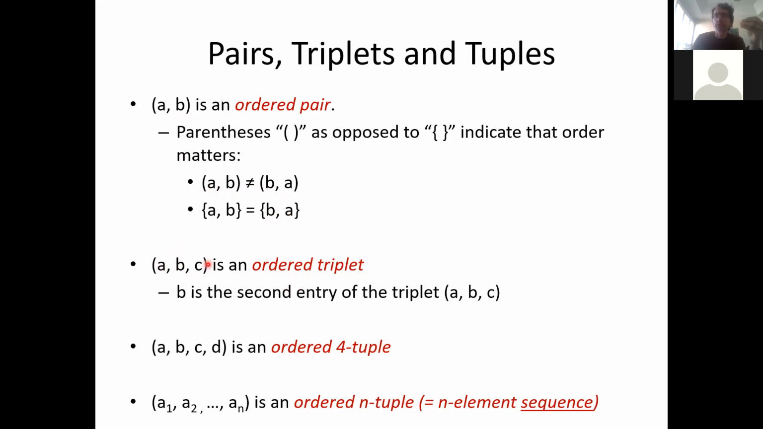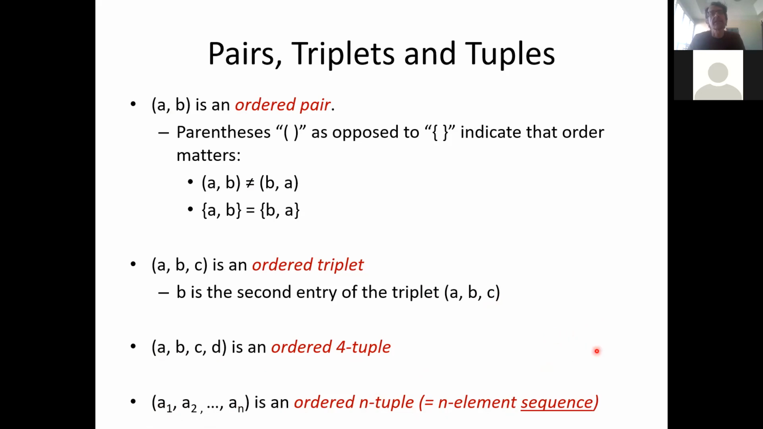And because it's an ordered object, it makes sense to say, for example, that B is the second element of this ordered sequence. Whereas for a set, it would not make sense. Of course, you can have 4-tuples, 5-tuples. In general, you can have lists of arbitrary length, and they are called sequences. Okay, so list is another word, but we'll call them sequences.